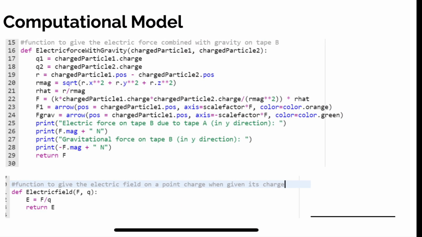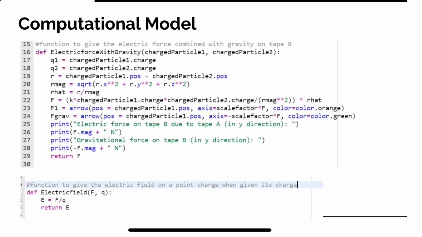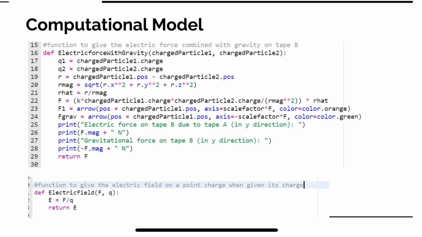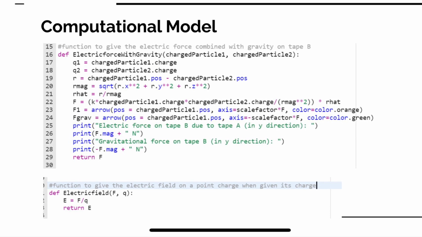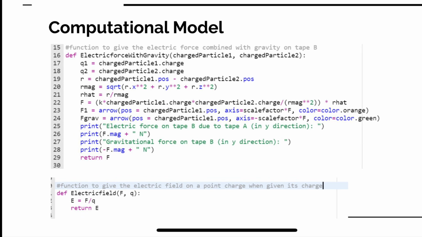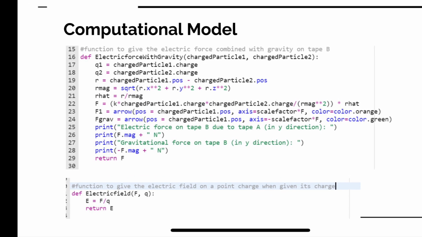Shown here are excerpts of some of the GlowScript code that we used in this experiment. The first function shown gives the electric force and the gravitational force on tape B and prints it to the console. The second function gives the electric field on a point charge when we are given its charge.